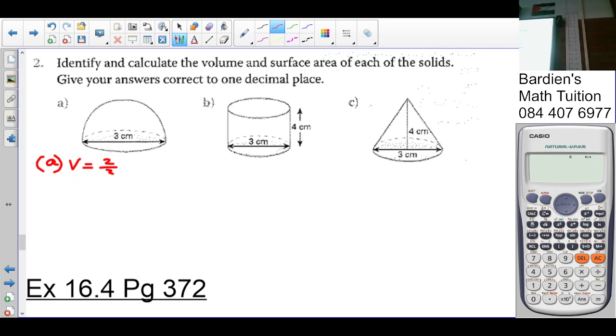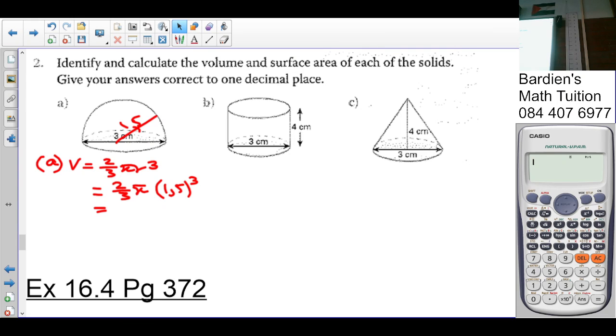How do you calculate the volume of a hemisphere? 2 over 3 pi r cubed. The volume of a sphere is 4 over 3 pi r cubed, so since this is half of that, divided by 2. So 2 over 3 pi, my radius here of course is going to be 1.5. So it's 2/3 times pi times 1.5 cubed.